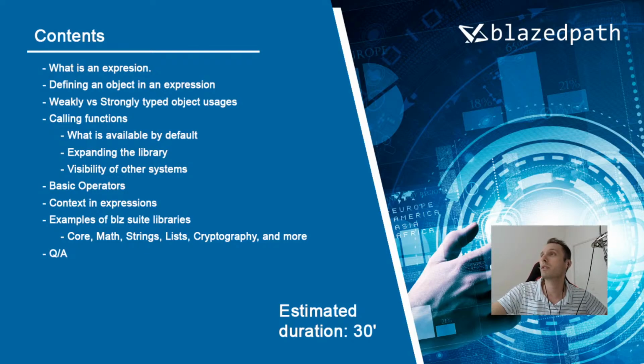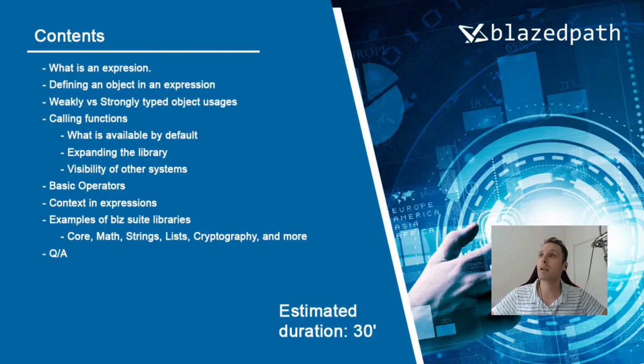Let's jump directly to the table of contents and explain what we're going to see. First, a quick explanation of what an expression is in Blazedpath and how it differs from an expression in other programming languages. Then we will go directly into examples with the evaluations that we have for the expressions. We are going to show you how to build objects directly into an expression. We will go over a couple of differences between using weakly typed or strongly typed objects, which you can do both in the Blazedpath suite, which is very powerful if you would rather work with one approach instead of another.